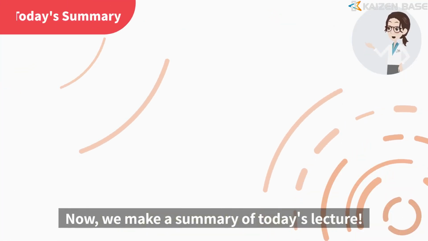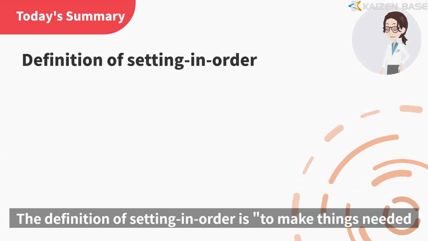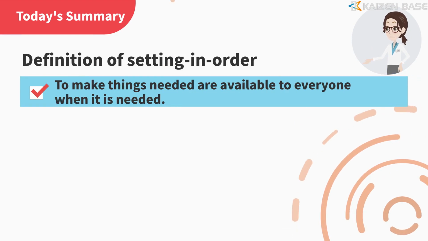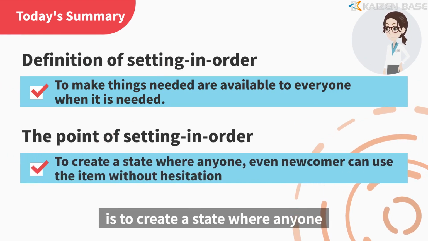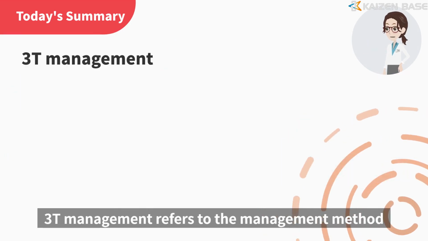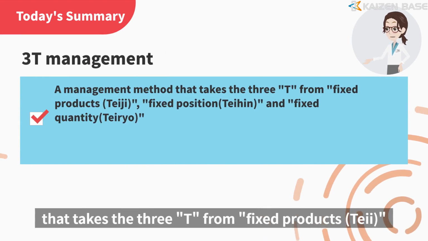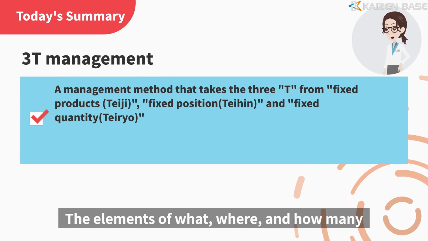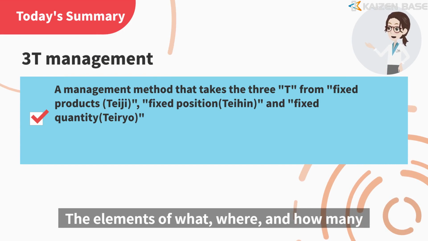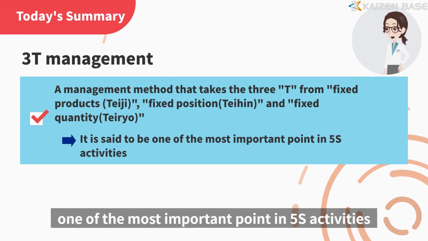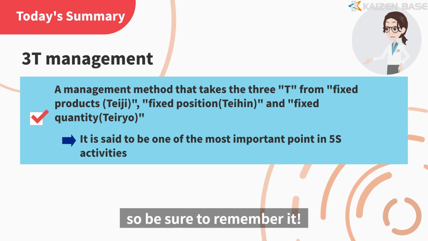Now, we make a summary of today's lecture. The definition of setting in order is to make things needed available to everyone when it is needed. The point of setting in order is to create a state where anyone, even a newcomer, can use the item without hesitation. 3T management refers to the management method that takes the 3T from fixed products, fixed position, and fixed quantity. The elements of what, where, and how many are involved to determine the stored space. 3T management is said to be one of the most important points in 5S activities, so be sure to remember it.